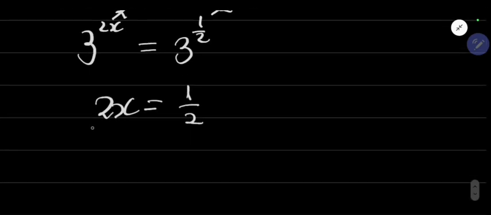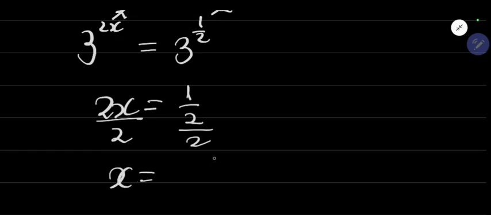Then we are looking for x. Divide throughout by 2. X is going to be half divided by 2. When you divide half by 2, you get quarters, like that. You can just press it on your calculator and you will get the answer. Cool, we are done with that one. X is equal to 1 over 4.